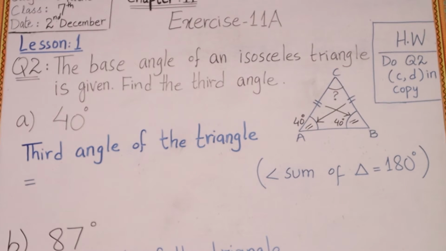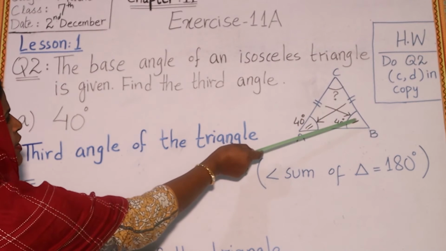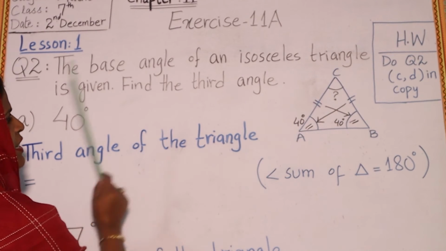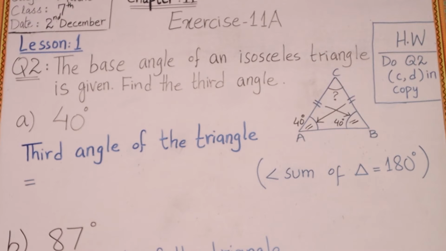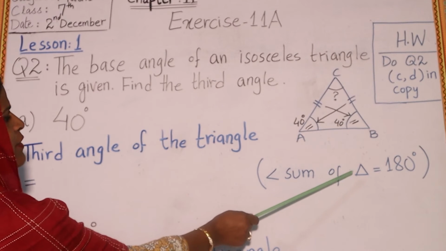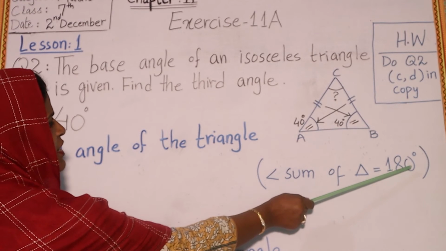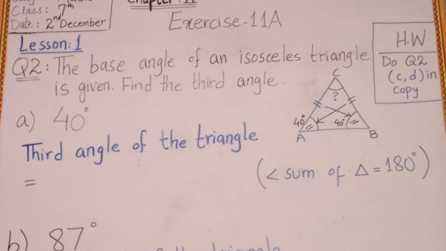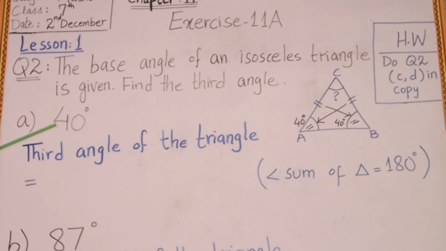As you know, in a triangle, the sum of all the angles is equal to 180 degrees. It's a rule that the angle sum of a triangle is equal to 180 degrees. By using this rule, we will find the third angle. Now part A is, the base angle is given, which is 40 degrees. We have to find the third angle.